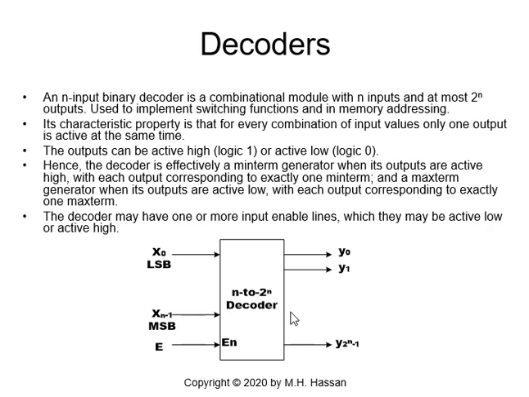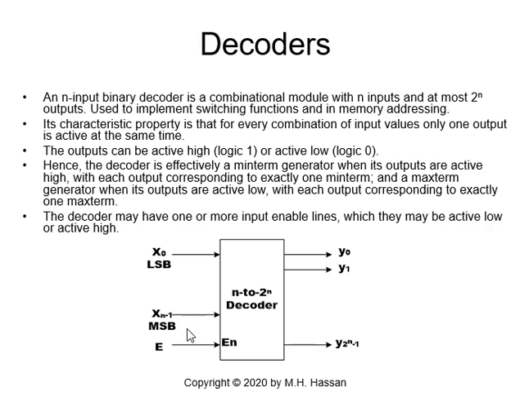So for instance, if we're having two inputs, x0 and x1, you will have four outputs, which is y0, y1, y2, and y3, because 2 to the 2 is equal to 4, and the last one is y3, because 2 to the 2 minus 1, so this is y3. So this is a very good representation for a decoder that's a min-term generator with one enable line and 2 to the power n outputs and n inputs.